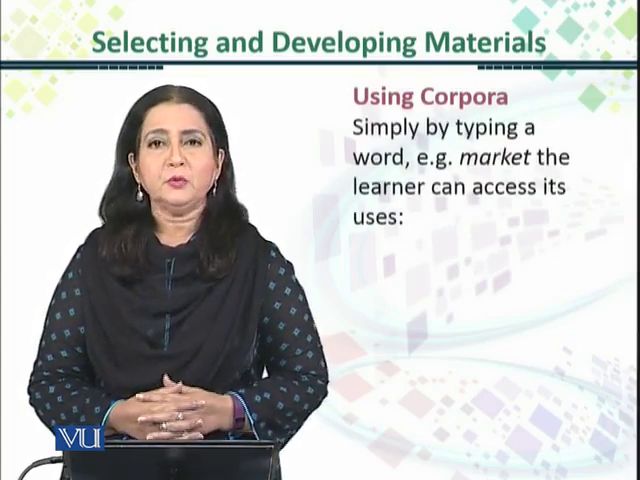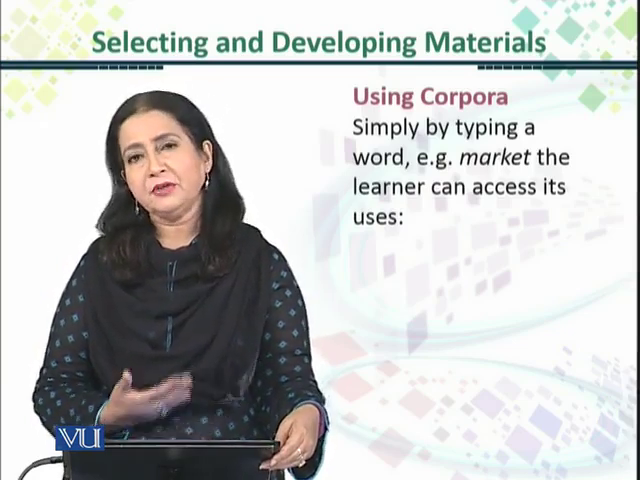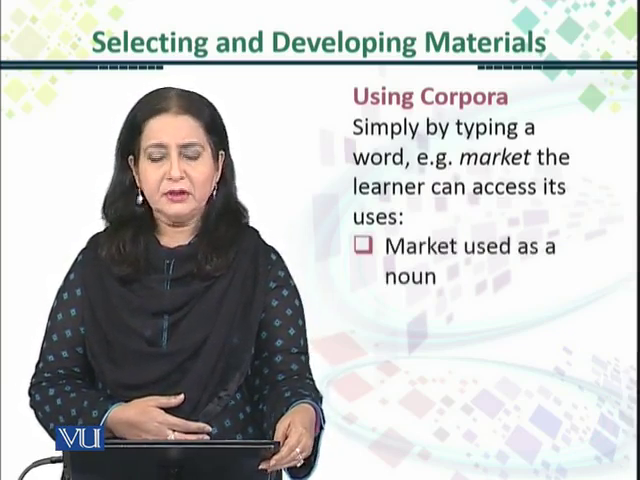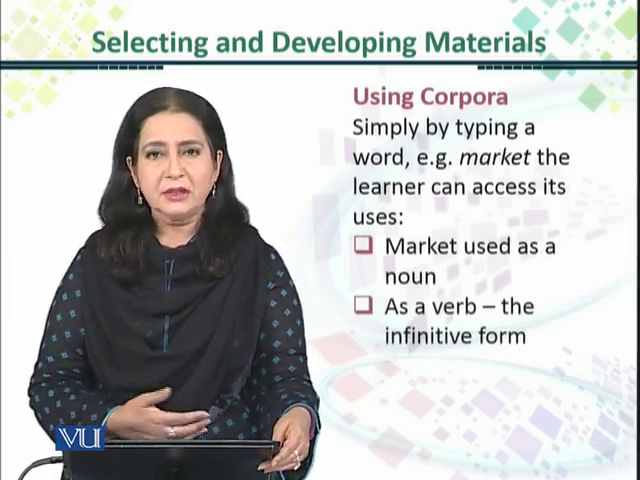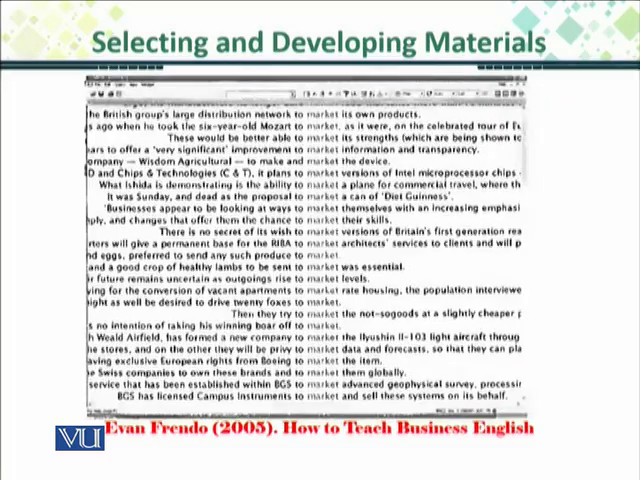Simply by typing a word, for example, market, the learner can access its various uses and the various contexts in which it is used. For example, market could be used as a noun. It could be used as a verb in the infinitive form, in the continuous form, as a participle, and so on. So in this screenshot, we can see that this word has been used in different contexts. It is being used as a noun, but the student can concentrate and see what are these different contexts in which it is being used. And then in this second one, it is being used as the infinitive form of the noun.